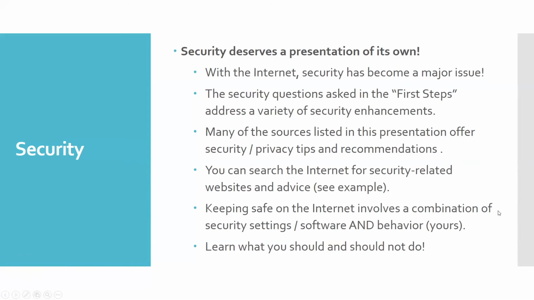Keeping safe on the internet is a two-step process. You can put security software on your computer. You can make sure everything's updated. You can do all the technical things, and you should. But a big part of this is also your behavior and learning about what to do and not to do in terms of clicking on links and opening emails and things like that.